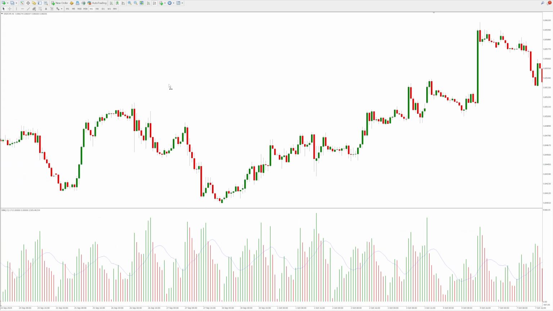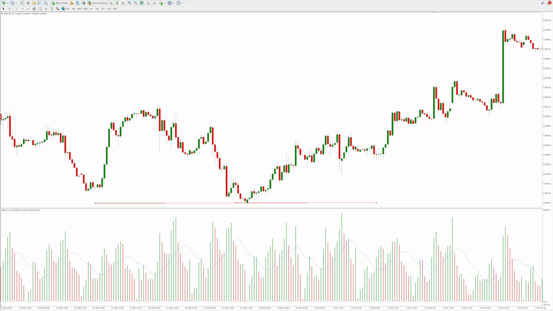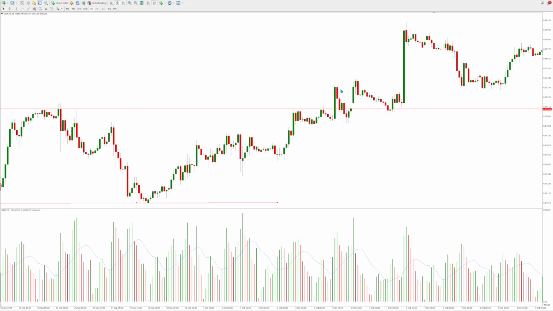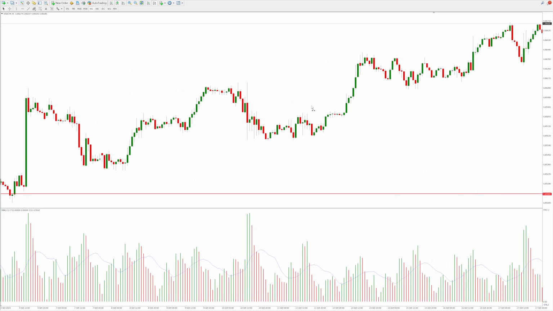Okay, so the first thing we're going to do is look for a trend. Your trend is your friend, and I'm going to do that by identifying my support levels and my resistance levels here. Okay, I'm going to wait to see what price does after it's been within this zone here. We have a nice breakout to the upside, pull back to this support level here, and an upwards trend.